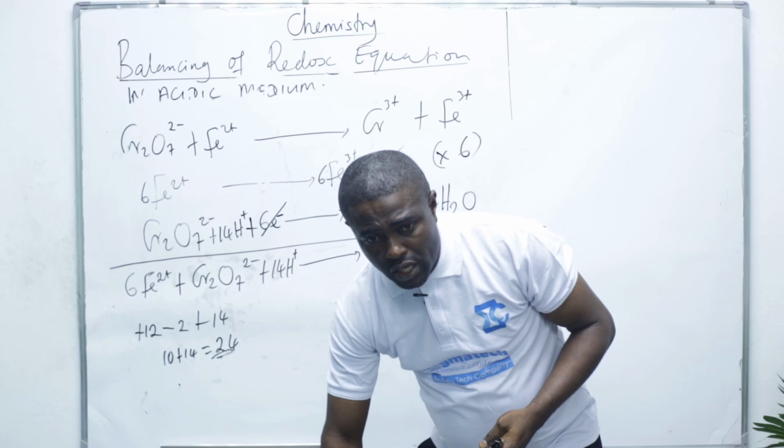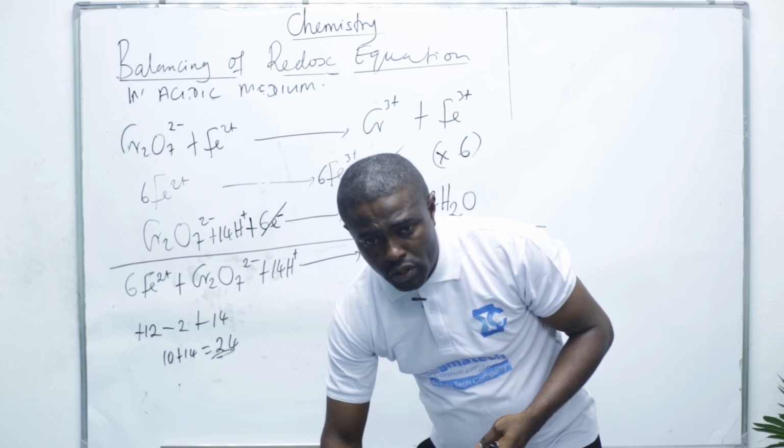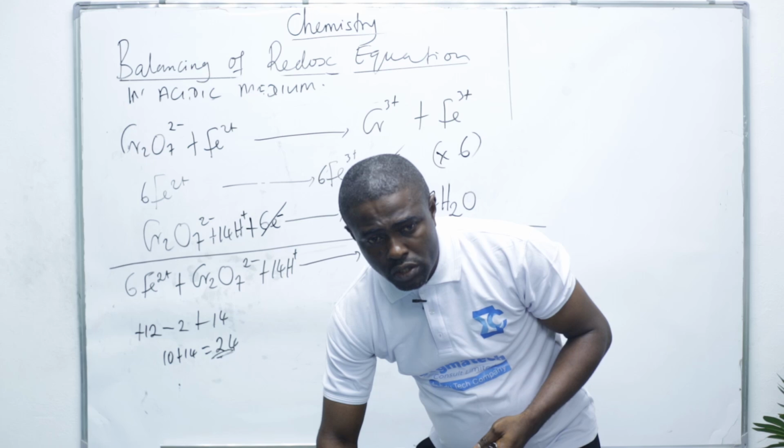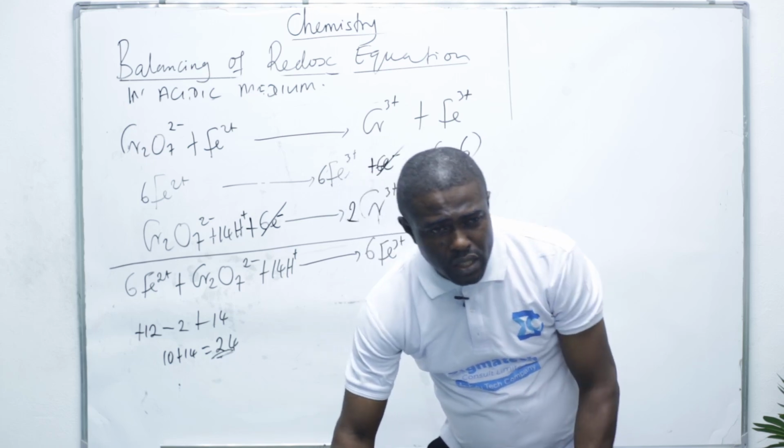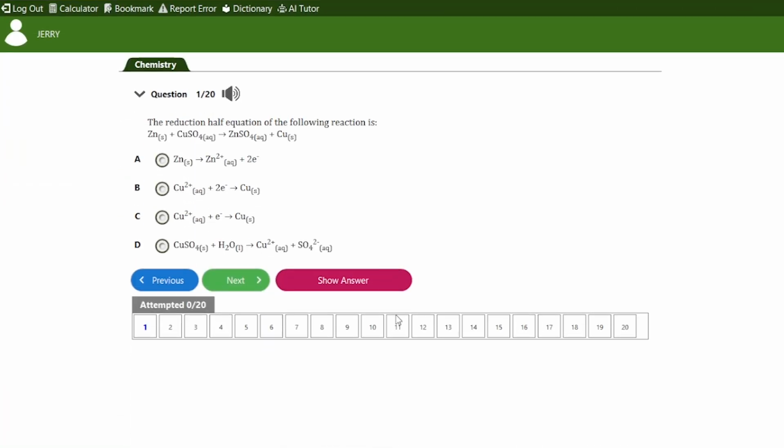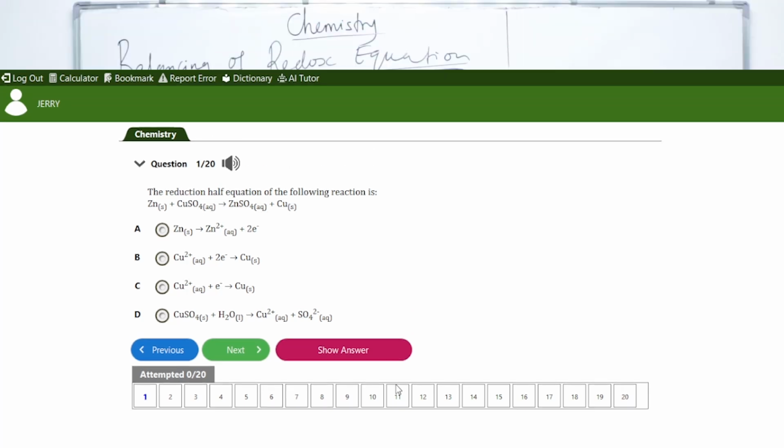Finally, before we go, let's just take one question. Just one question. The question says, the reduction half equation of the following reaction is this. Which one is the reduction there? I have zinc moving to zinc sulfate.